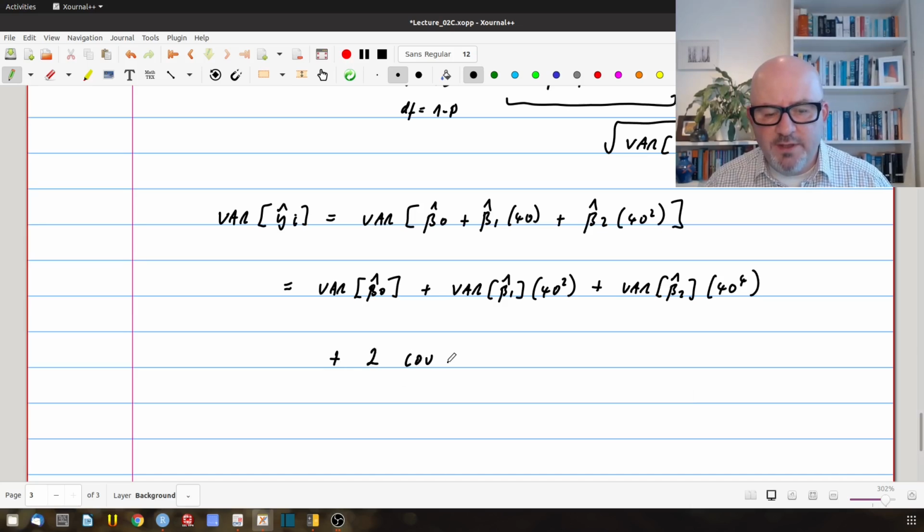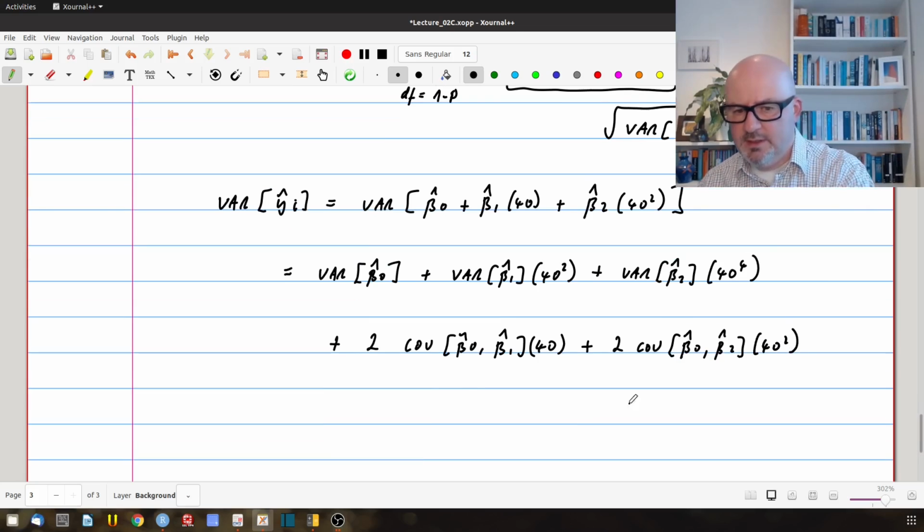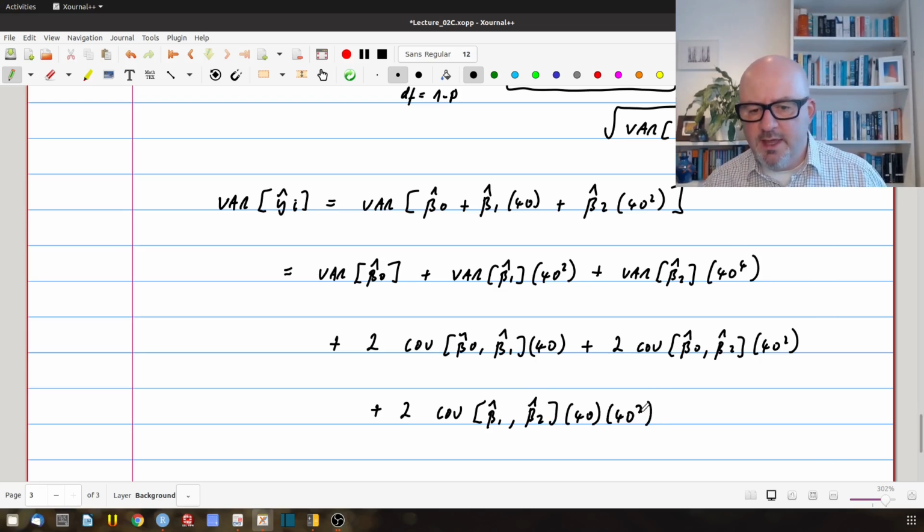Plus twice the covariance of beta hat naught with beta hat 1 times 40, plus twice the covariance of beta hat naught with beta hat 2 times 40 squared, plus twice the covariance of beta hat 1 times beta hat 2 multiplied by 40 and 40 squared. Okay, so it's a mess. Luckily, we don't have to do this in practice. We simply rely on the software and some results from linear algebra that make the calculation of this reasonably efficient.